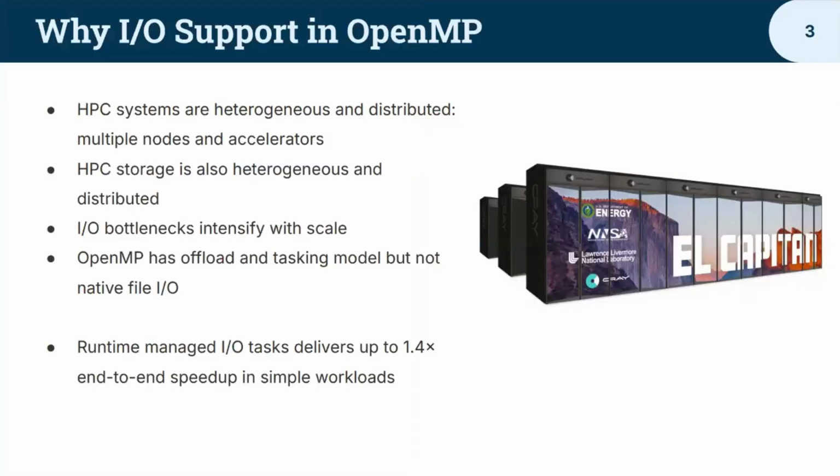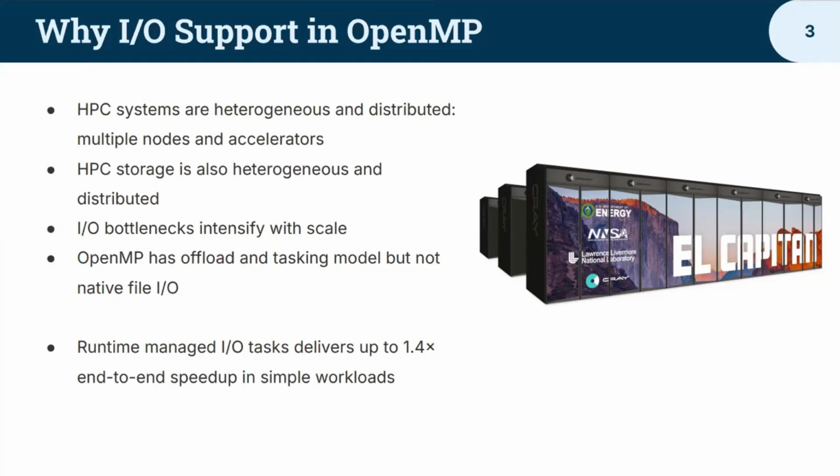So why IO support in OpenMP? We all know the drill. HPC is heterogeneous, the memory hierarchy is deep, it's pretty hard, complex latency, complex topology. That's how it goes. But the HPC storage is also heterogeneous and distributed and can vary from one system to the other, and it's pretty hard to get consistent performance in your system. And not only that, the I/O bottleneck can intensify with scale. Usually, the storage part is the lowest part of your system. So if you're trying to fit everything in the GPU and it doesn't fit there, part of it will be in the RAM. If it doesn't fit the RAM, it's going to be on the disk, and that's going to be the lowest of all. So you have to be considerate of that.